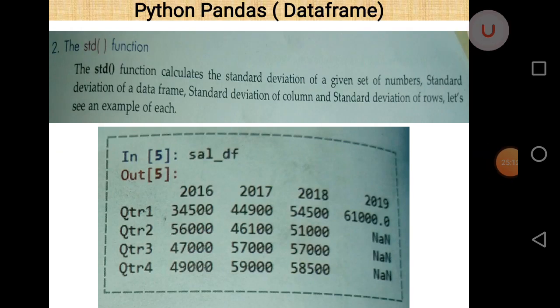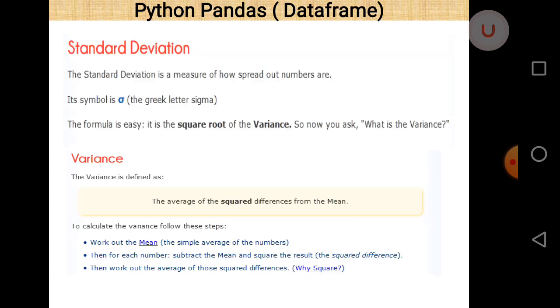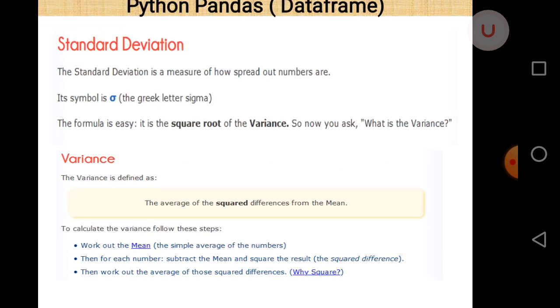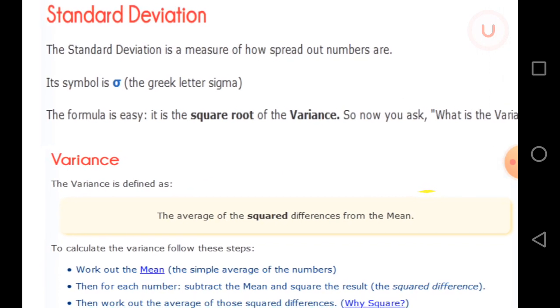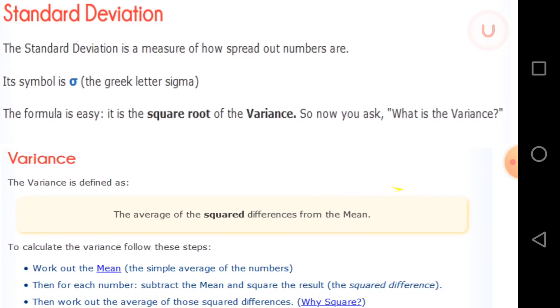Last is standard deviation, because here we discussed mean absolute deviation. So another question is raised in our mind: what is the difference between mean absolute deviation and standard deviation? I already discussed standard deviation in a previous lecture, but here I give some important points regarding it. Standard deviation measures how spread out numbers are, and it is represented by the Greek letter sigma. As far as its calculation is concerned, it is the square root of the variance.